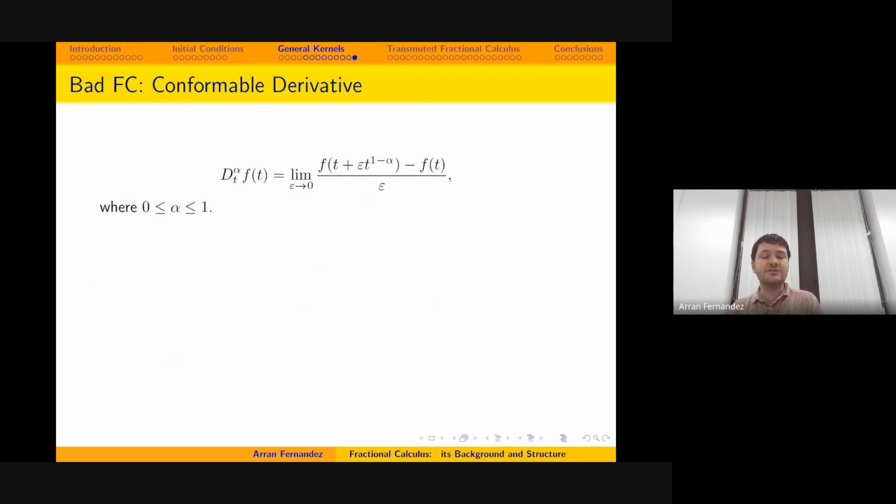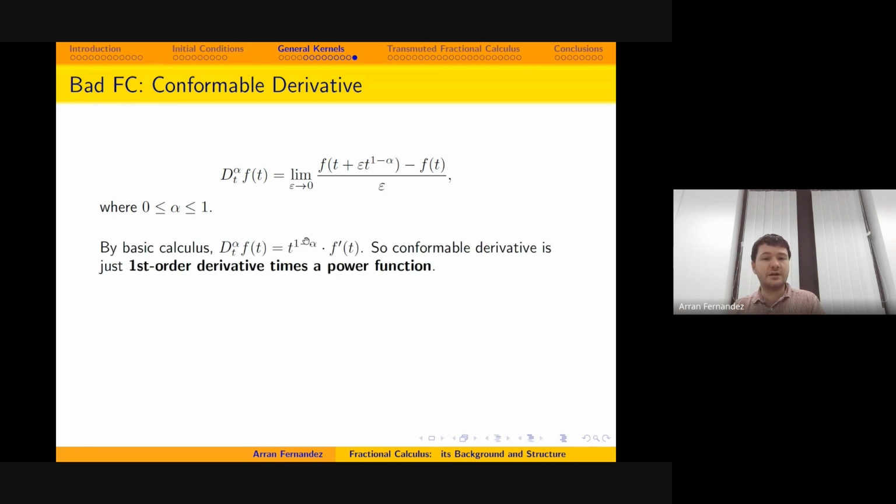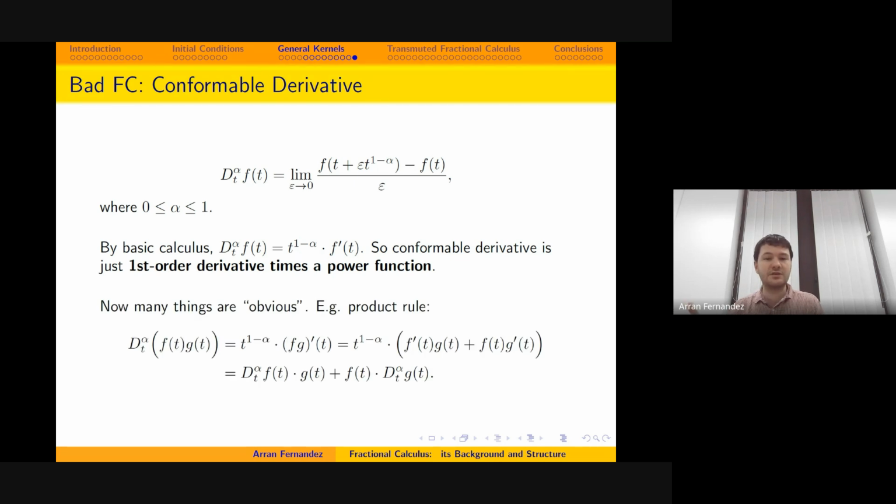Another example is the so-called conformable derivative. So here is the definition, conformable derivative to order alpha. Now, a simple calculation with limits. So this looks like the classical derivative, right? It's a limit of some difference divided by epsilon. But basic manipulation of limits shows that this equals the ordinary first order derivative multiplied by a fractional power function. So there is no fractional order in this. It's a first order, and then you have a fractional power of t. So again, that means all the theory is trivial because it's the same as classical calculus.